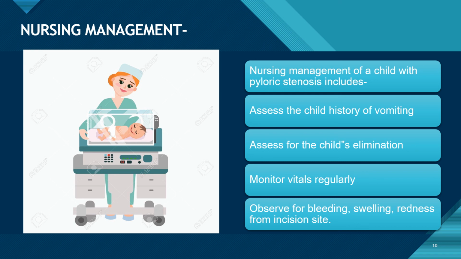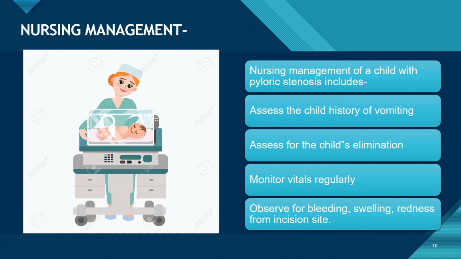Okay, next is the nursing management. As a nurse, how are you going to manage the baby if you have a case of pyloric stenosis babies during your work? First, we have to assess the child's history of vomiting, how many times the vomiting is happening. Okay, next we need to maintain the intake and output, that is your child's elimination. Next, we need to monitor the vitals regularly.